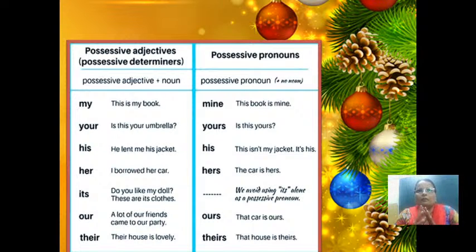Okay. Now, possessive pronoun. After possessive pronoun, there will be no noun. Very easy to identify. See, why children should have confusion, right? After possessive adjective, definitely 100% there will be a noun. But after possessive pronoun, there will be no noun.